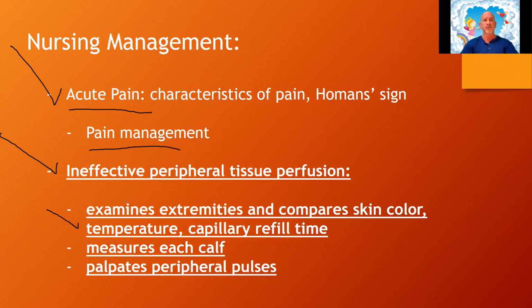Always check the peripheral capillary refill and temperature and their CMS. That's very, very important if you are suspecting any type of perfusion problems. If there's a suspected DVT, then we measure the calf, see if the calf swells. And of course, peripheral pulse. If you don't feel a pulse there, you're in real trouble. So, something to remember.